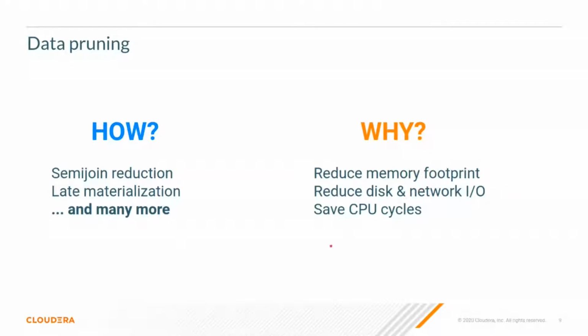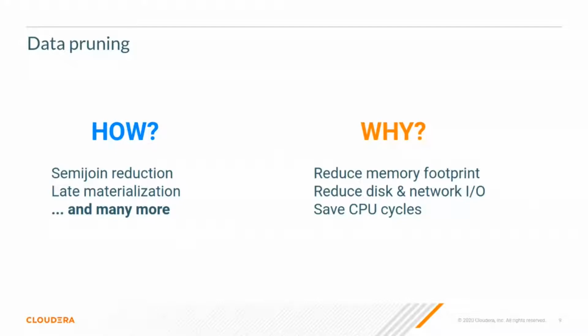And why are we doing this? Because the sooner that we prune the data, the cheaper will be the operations afterwards. So we can reduce memory footprint, disk and network I/O, and we can also save CPU cycles. But let's make all this a bit more concrete. So let's take a specific example.